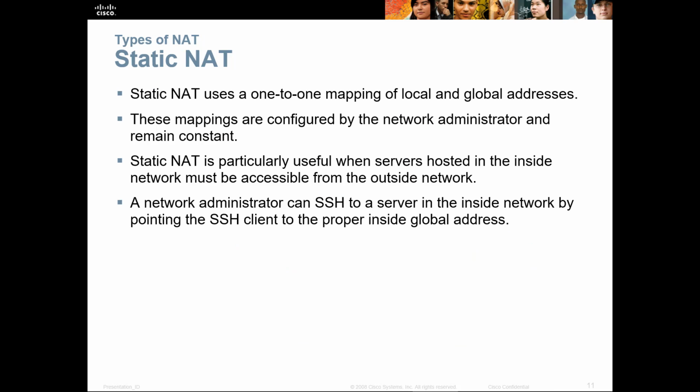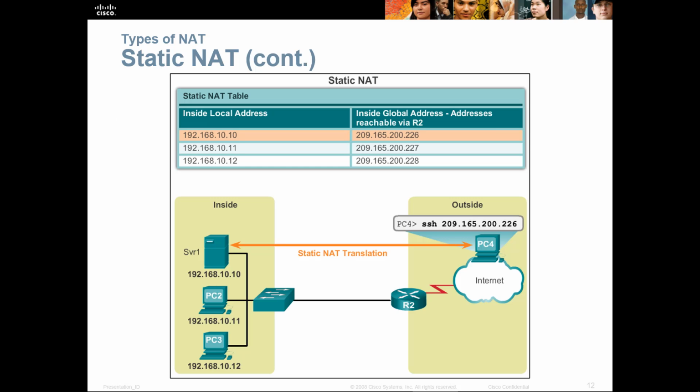So static NAT. Static NAT uses a one-to-one mapping for a local and global address. This is where you may want a specific resource internally also accessible externally. These mappings are configured by the network admin and should remain constant. Normally, again, it's when you have a network service internal that you want allowed outside access. Normally I do this for VoIP servers or file servers that require outside access, or gateway addresses or remote gateways, things like that.